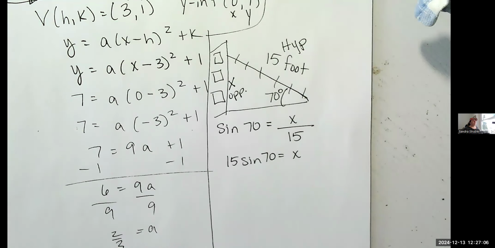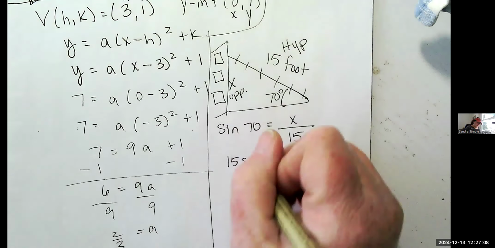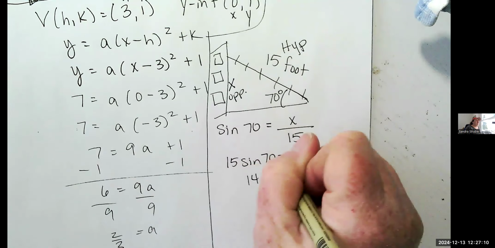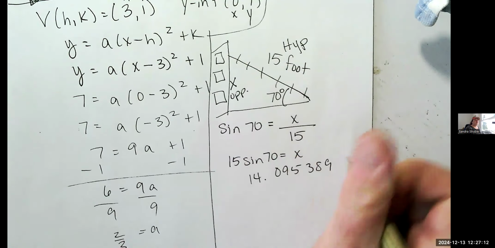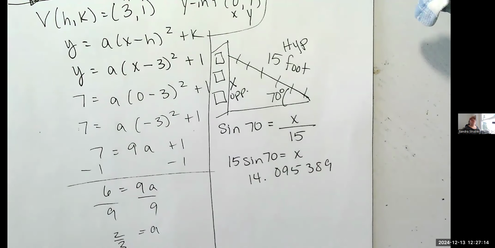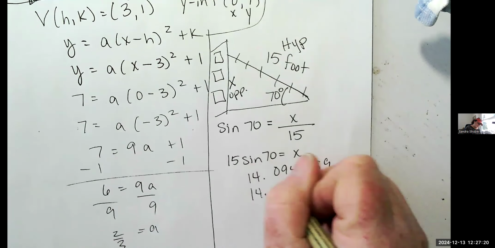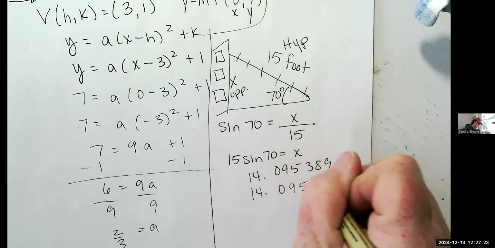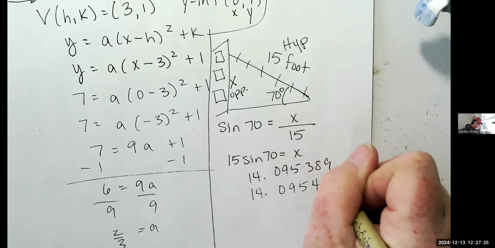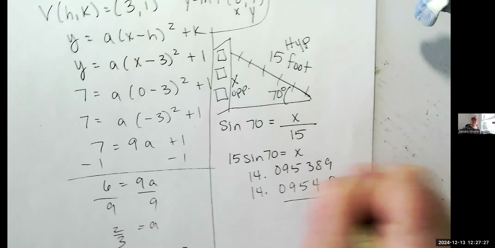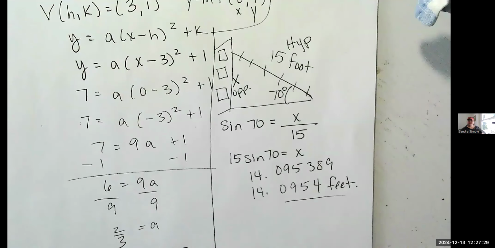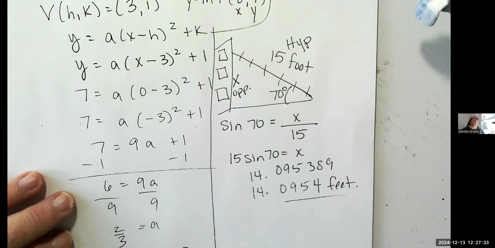Sine of 70 times 15 is 14.095389. What do they want us to round to? 4 decimal places. So 14.0954. And this is feet. Please use proper units. Okay. Now I'm going to go back up and do the other ones.